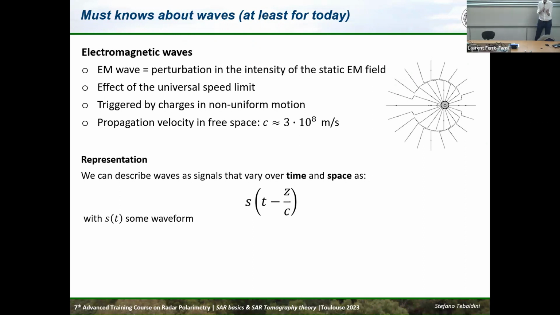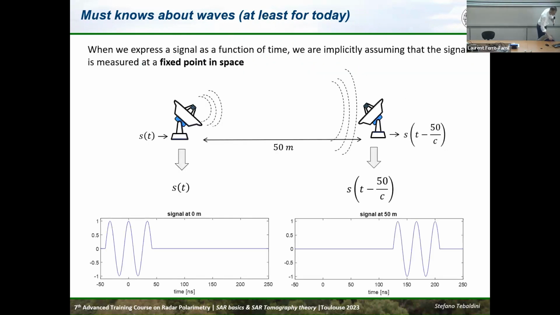Representation. We need some mathematical tool to represent waves. The way we do this is by considering some signal S. Just imagine any function, just a pulse that goes up and down. And this is a function of time and space as t minus z over c. Now we will see better what this means. When we express a signal or a wave as a function of just time, we intend that we fixed the position in space, and so we analyze the wave in a single position.